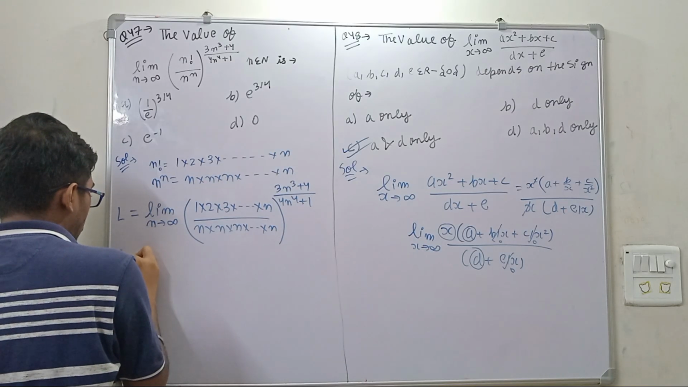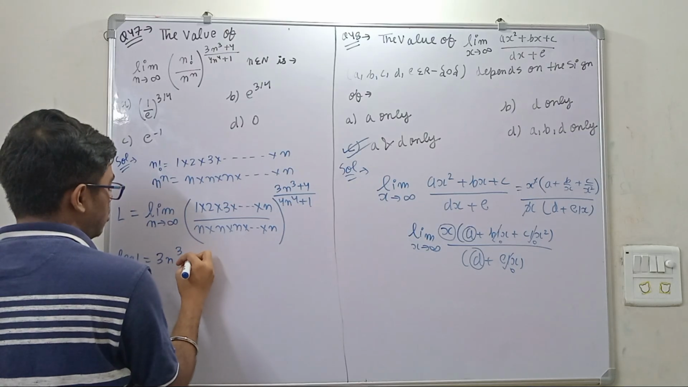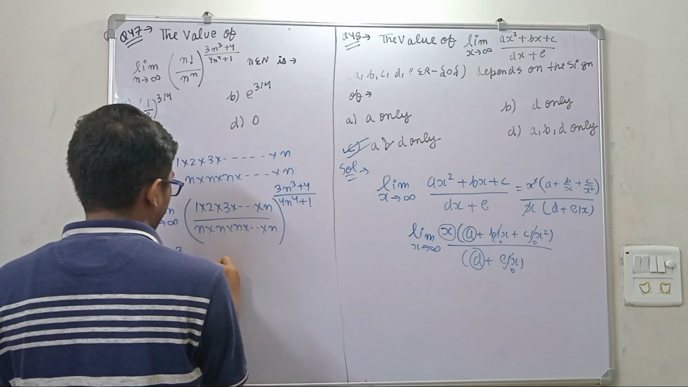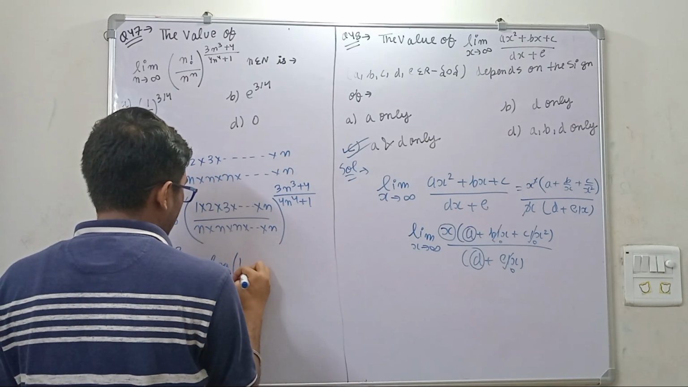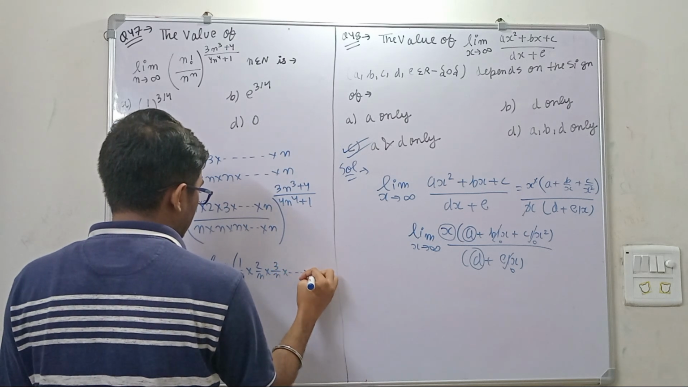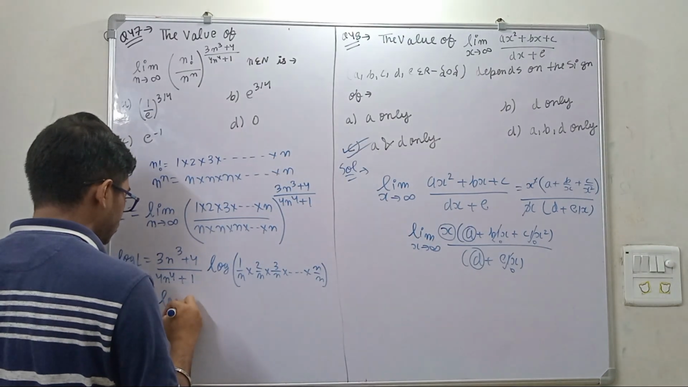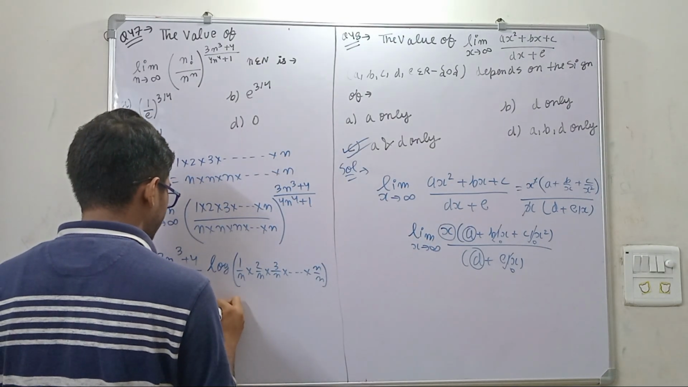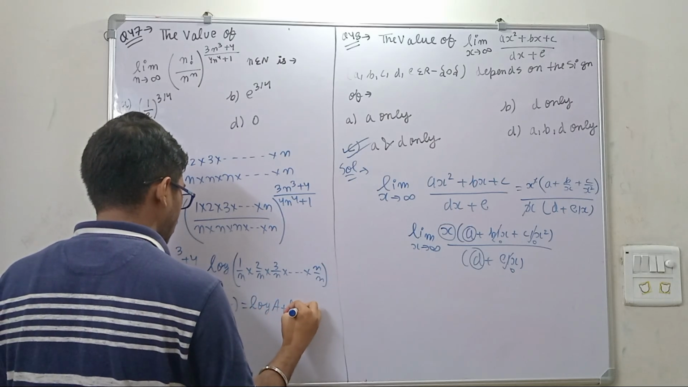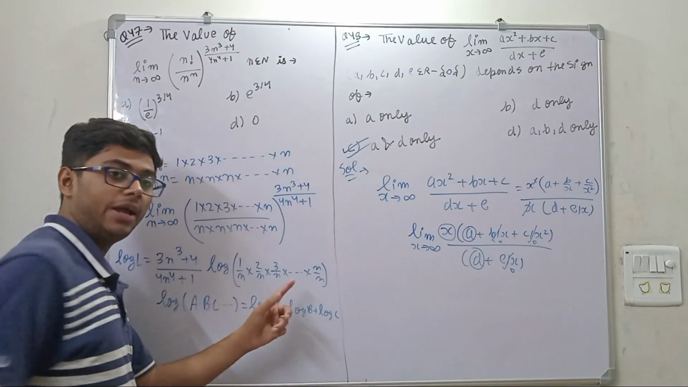So log L will be equal to this power will come down, 3n cube plus 4 upon 4n to the power 4 plus 1, and log of 1 by n into 2 by n into 3 by n into till n by n. This will be there. And we know the property of log: log of a into b into c and so on will be log a plus log b plus log c, like this all will be added.